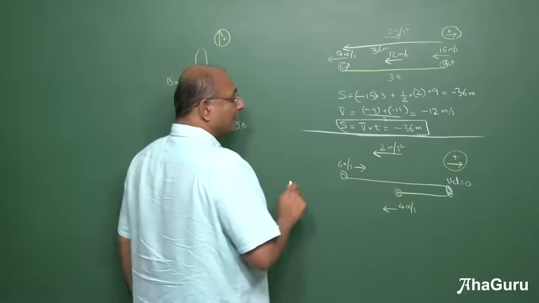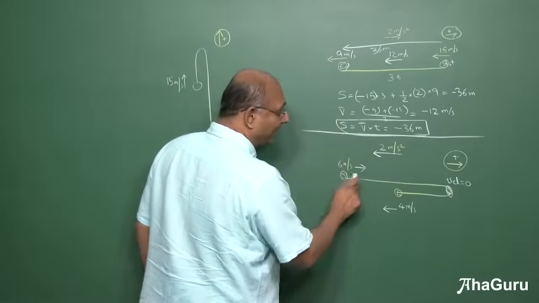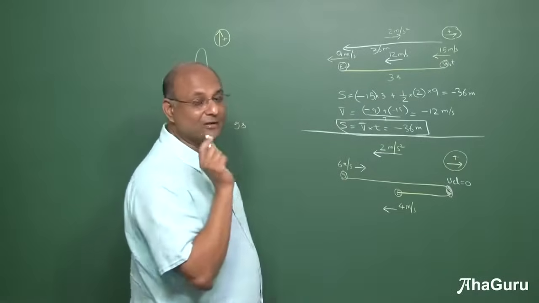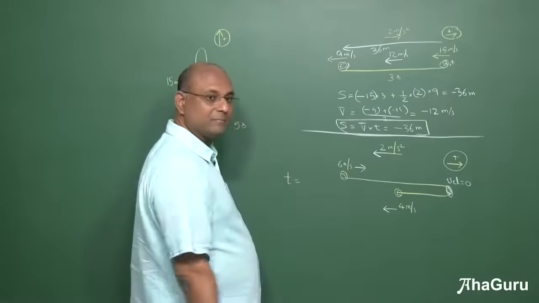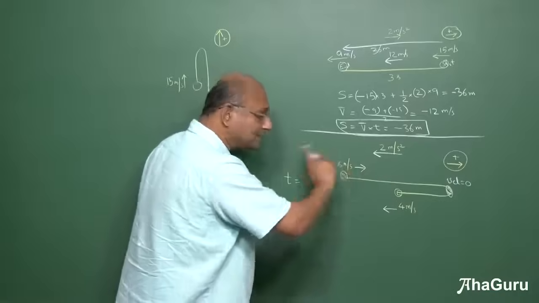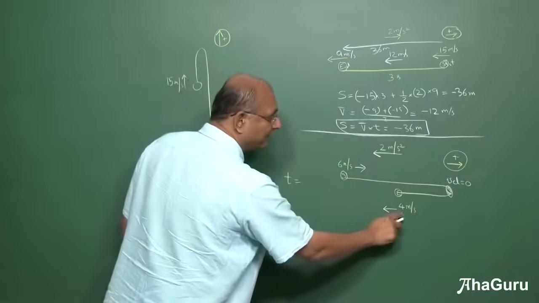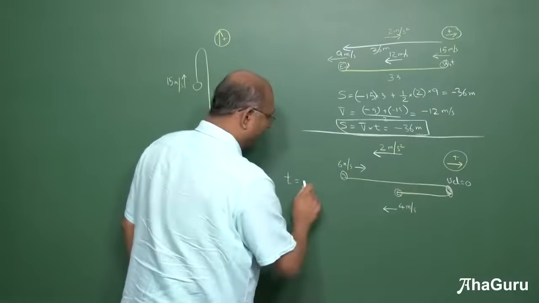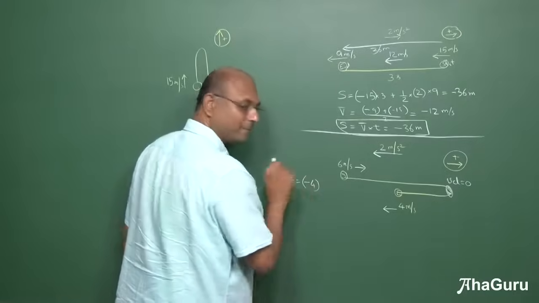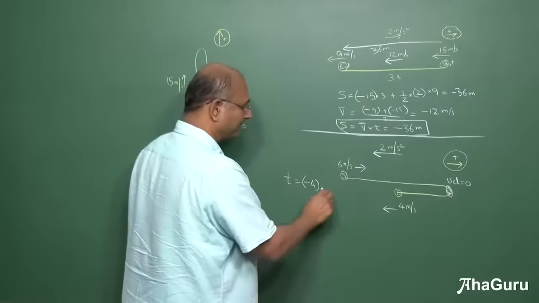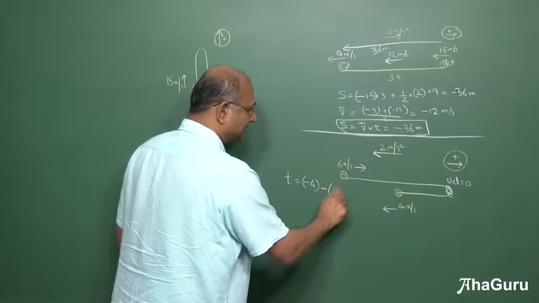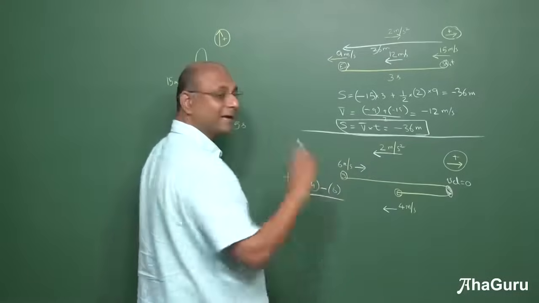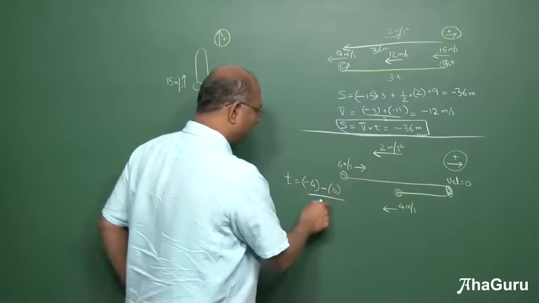Okay. Now let us try to calculate average velocity and let us calculate time. So how will you calculate time? Time is change in velocity. Final velocity. Look at the final velocity. Minus 4. V final, minus 4, minus initial velocity, plus 6, by acceleration, minus 2.